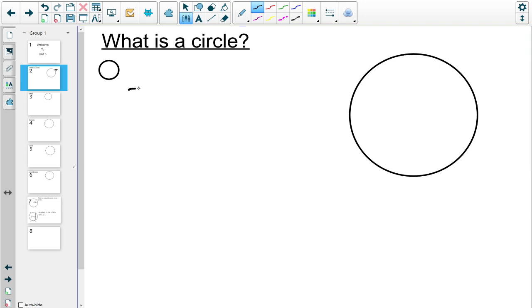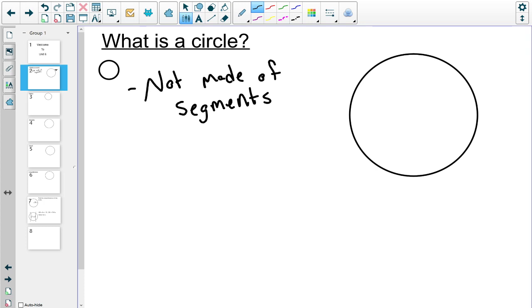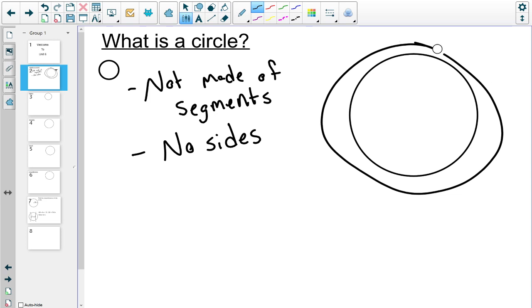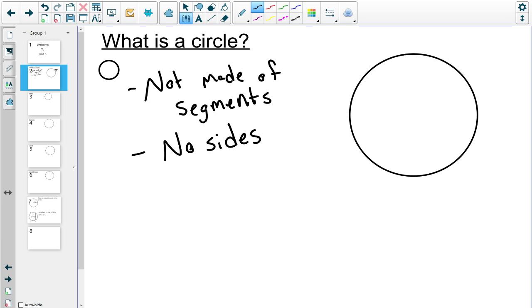A circle is one shape. It's not made of segments. All you've learned this year, we've focused heavily on line segments and lines and angles, and now we're straying away from that for a short moment in this unit. A circle is not made of segments, meaning it has no sides at all. You could think of the outside of the circle as one big side, but that would not be the best way to think about it. Think of a circle as having no actual sides that you can label.